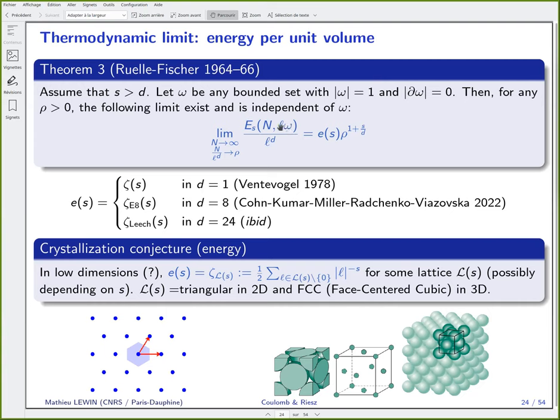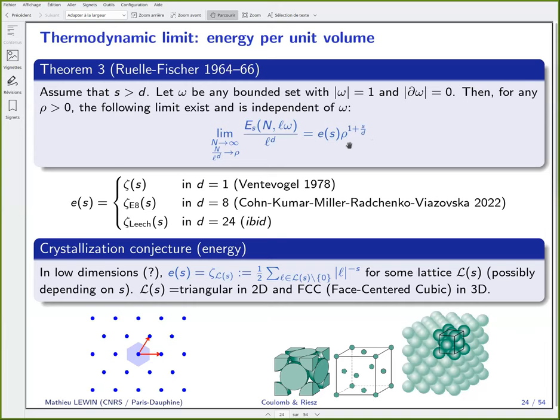And the scaling factor I call L. And the theorem says then that the limit exists. So if I look at the minimal energy of n points in this rescaled omega, I divide by the volume, which is just L to the D. I take n to infinity, and I assume that n divided by the volume converges to my positive constant rho. Then this goes to a constant, which I call E of S, times rho to the 1 plus S over D, which is the way it must depend on rho because of scale.